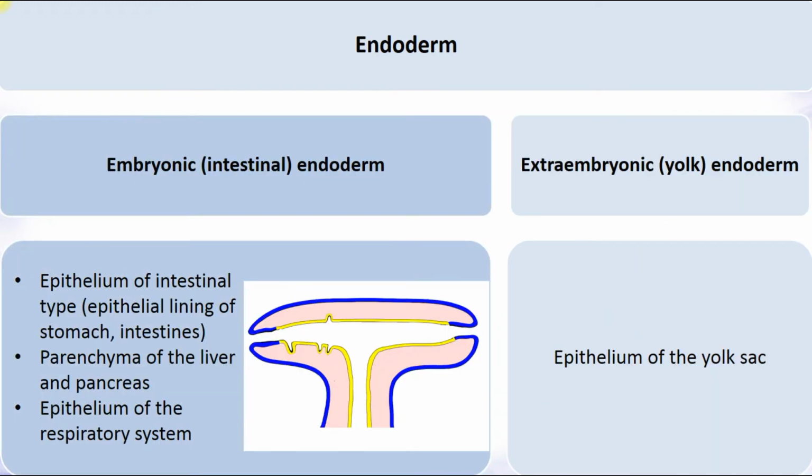Also we have endoderm. Endoderm also has embryonic and extraembryonic parts. Embryonic or intestinal endoderm forms epithelium of intestinal type. It's epithelial lining of stomach and intestines. Also parenchyma of the liver and pancreas, and also epithelium of the respiratory system. All those structures develop from embryonic intestinal endoderm. And also we have extraembryonic or yolk endoderm. It's epithelium of the yolk sac, and it's an extraembryonic organ.